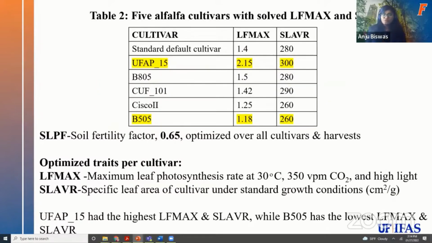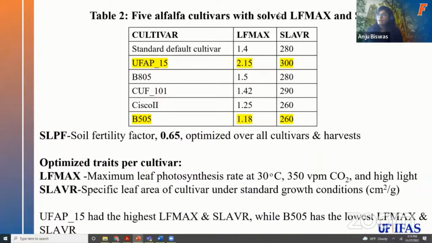So what we saw from previous slides is that the lower the dormancy level, the higher they produce. And I will show you again from here. So this is the table. You can see what we got from DSSAT. And these are the 5 alfalfa cultivars with 2 solved parameters: the maximum leaf photosynthetic rate, and the other one is the specific leaf area of the cultivar under standard growth conditions.